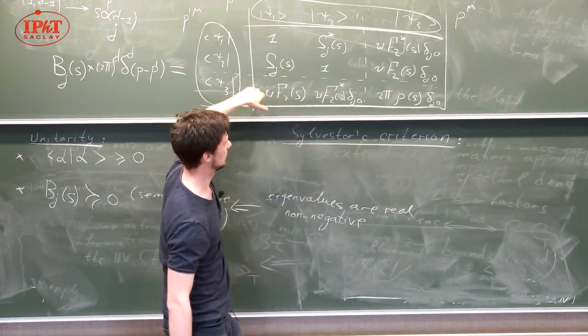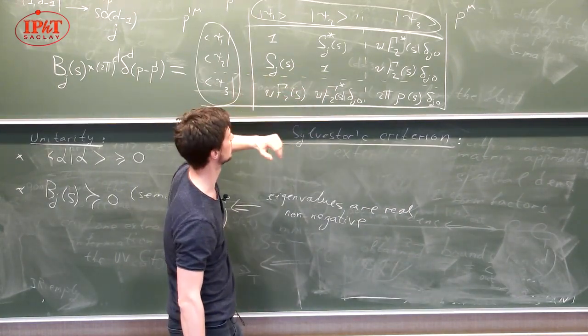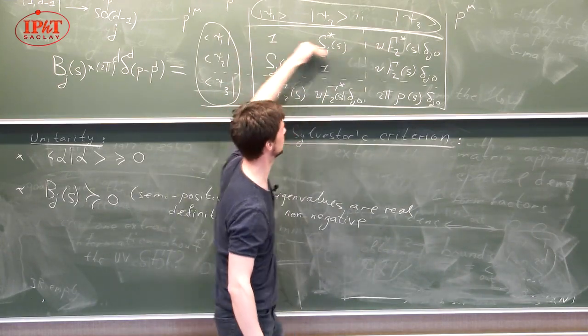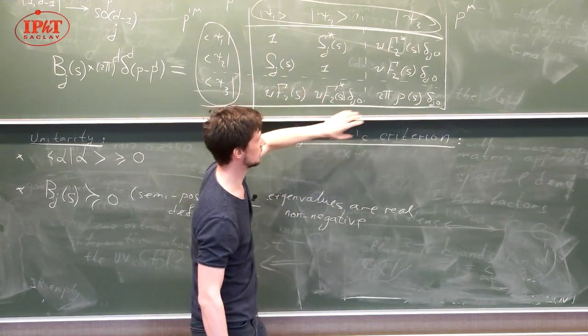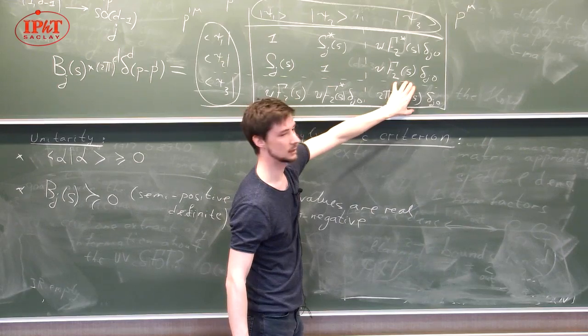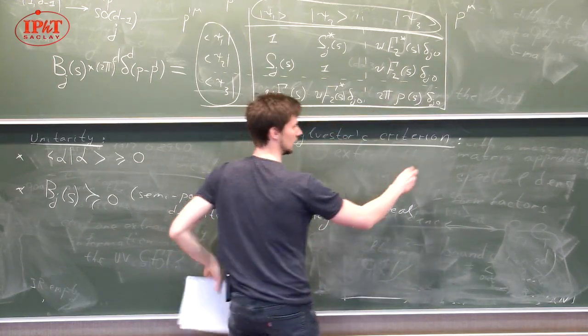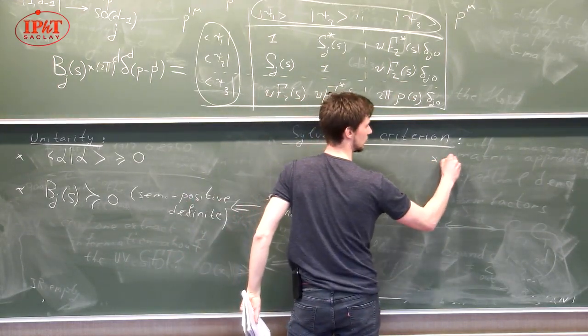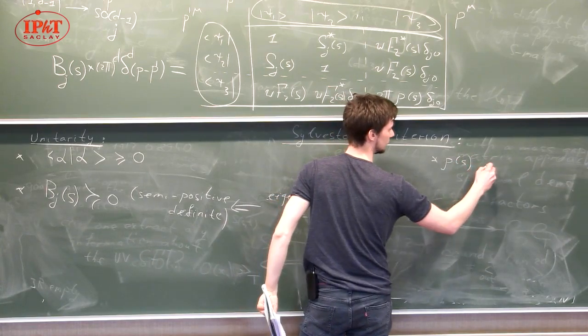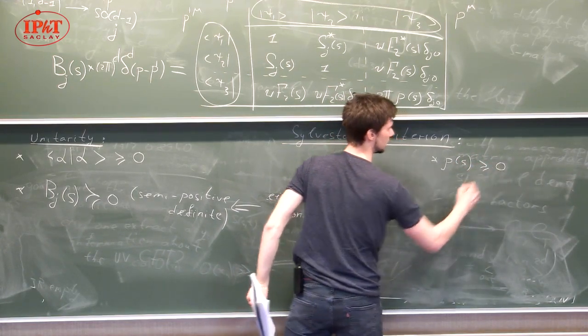The minors are defined by crossing out some rows and columns. So let's cross out the first two rows and the first two columns. That's the minor we get, and it should be positive, which tells you that the spectral density should be positive, or non-negative.